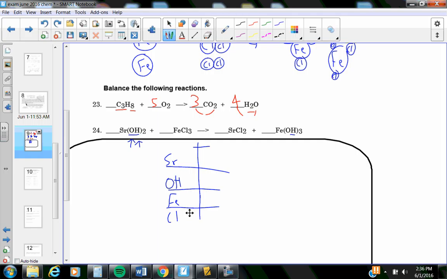Count up each side. I see 1 of these, 2 of these, 1 of these, 3 of these. But on this side, I see 1 of these, 2 of these, 1 of these, and 3 of these. Pick something that doesn't match, and figure out a great way to fix it. I see this classic 2-3-3-2 dilemma. Usually when that happens, you need to figure out a way to make 6 on each side.